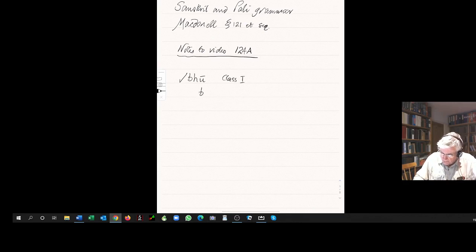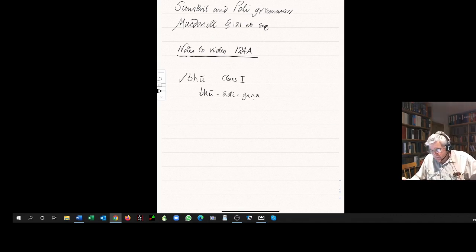the bhu adi gana. Bhu, that's the name of that root, to be. Adi, meaning etc. The bhu etc. Gana, class or group.